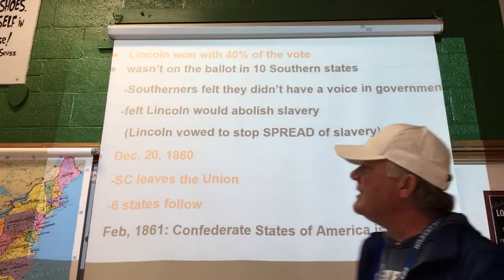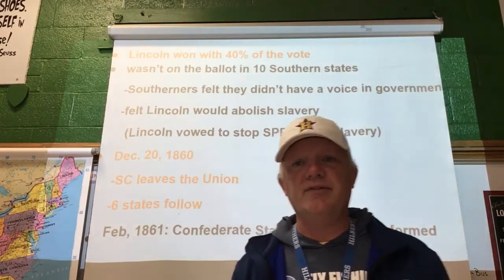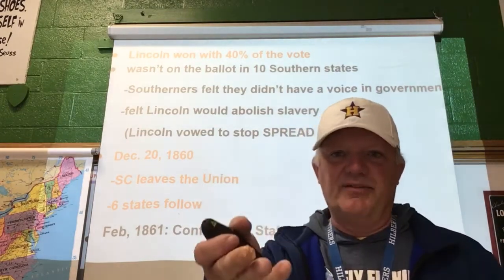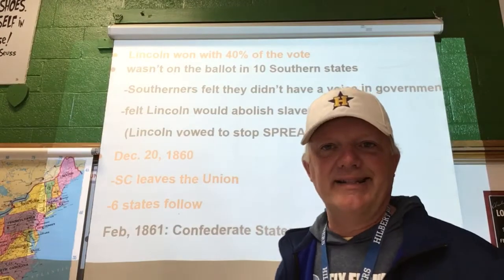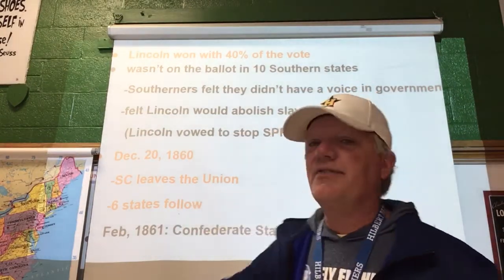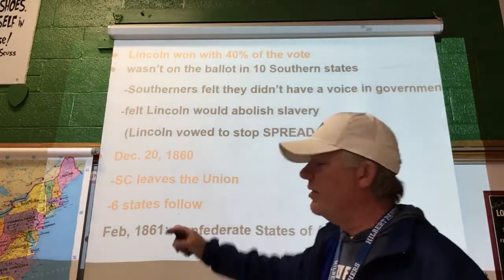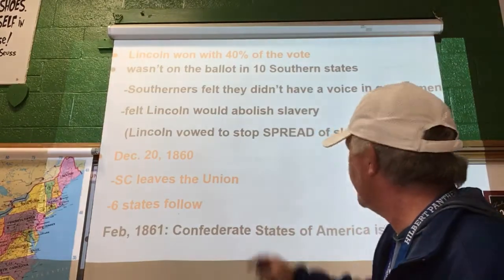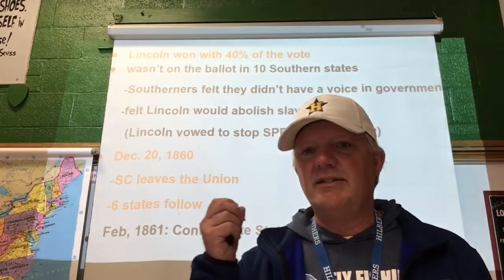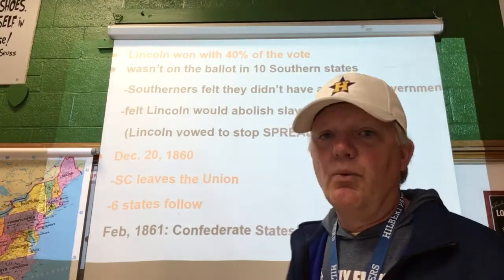On December 20th, 1860, South Carolina is going to be the first Southern state to leave the Union. All right, South Carolina, remember the Tariff of Abominations? They were the ones who wanted to secede then. They're seceding now. And 6 states follow. And by February of 1861, you now have the Confederate States of America. They have formed a government. Southern states have seceded. All right? But we're not at war yet.